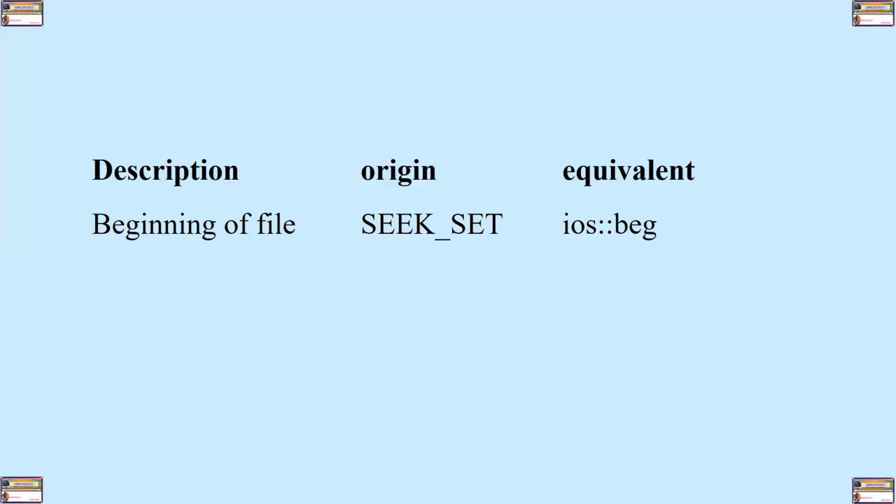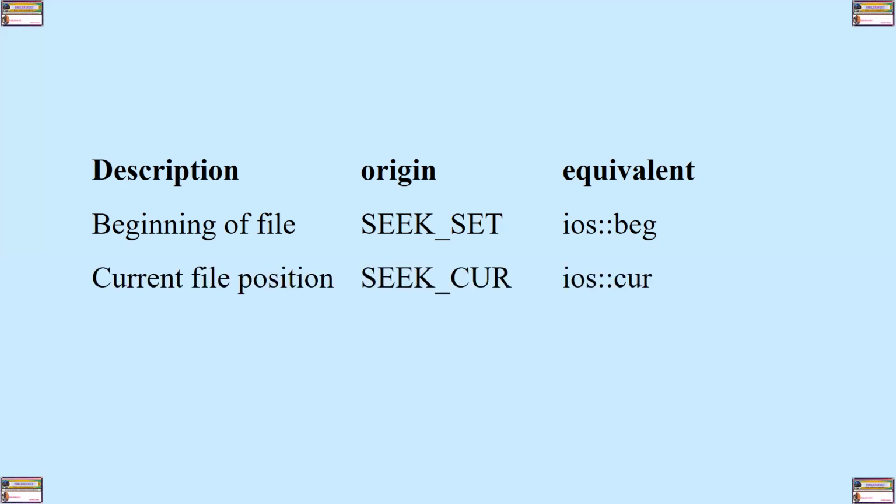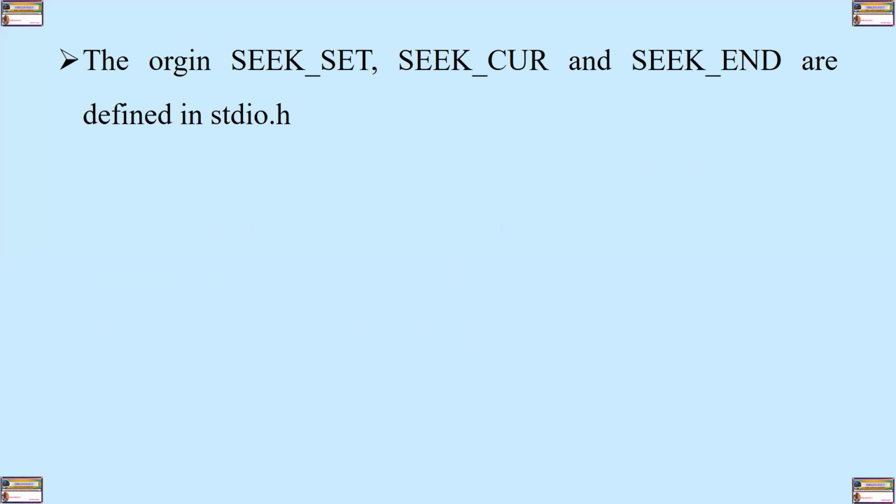It can be SEEK_SET, that is, when you want the reading to begin at the beginning of the file, and its equivalent is ios::beg for beginning. Then we have SEEK_CUR, which is specific for reading from the current file position. And then we also have SEEK_END, which looks for the end of the file. The origins SEEK_SET, SEEK_CUR, and SEEK_END are defined in the special file that we call stdio.h, or stdio, standard input-output file.